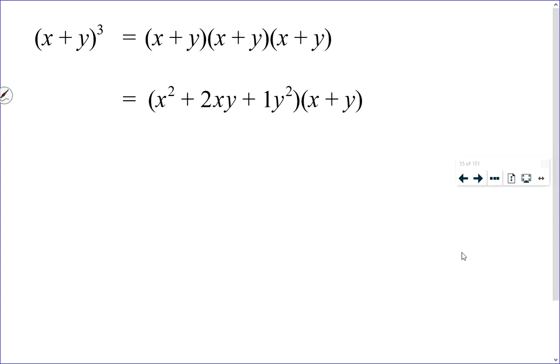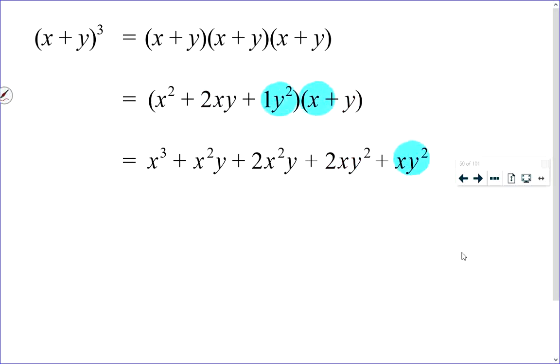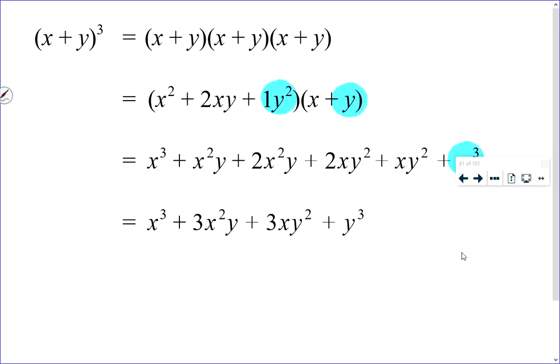I'm going to have 6 products here. I need to take x squared times x, which will give me x cubed. I need to take x squared times y, which gives me x squared y. Now I'm on to 2xy times x, which gives me 2x squared y. 2xy times y, which is 2xy squared. Y squared times x, which is xy squared. And finally, y squared times y, which is y cubed. And I add all of those things together.